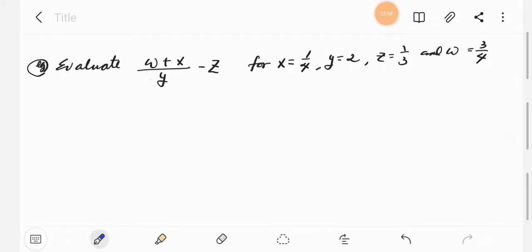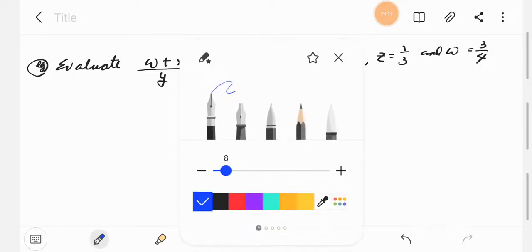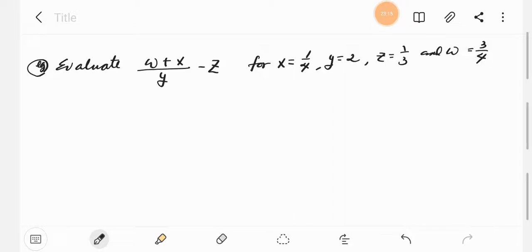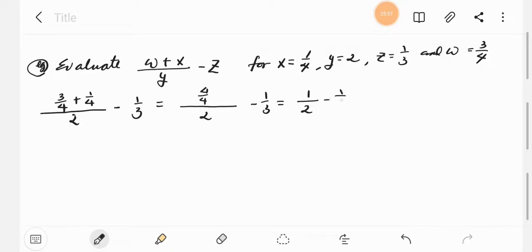Okay, w plus x divided by y, and then minus z. So what we do is first replace all these variables with their values. So w is 3 over 4, plus x is 1/4, and the main fraction bar, y is 2, and then minus z. z is 1/3. Okay, so the main fraction bar is this one, and the numerator is one big parenthesis, right? So simplify the numerator, that is 4 over 4, which is 1. The denominator is this. So this is equal to 1 over 2 minus 1/3.